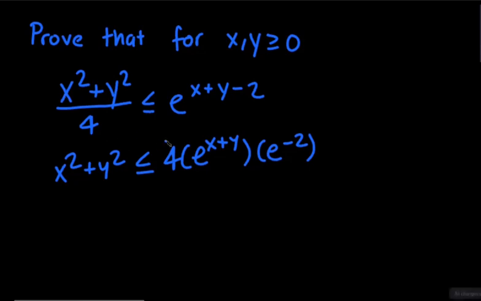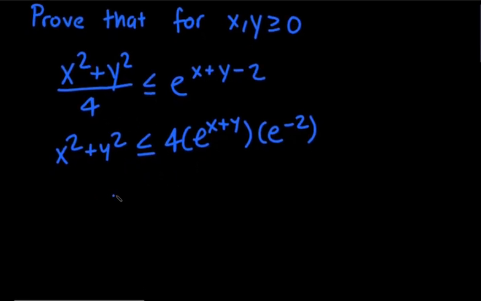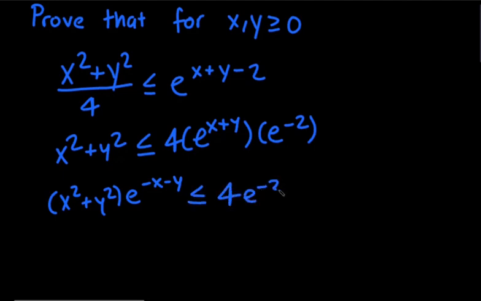And if this inequality is true, then obviously this inequality is true, and we can just bring this in terms of x and y here, so we have a nice little constant left on the side. So then we'd have x squared plus y squared multiplied by e to the minus x minus y to be less than or equal to 4 e to the power minus 2. So now that we have this, what can we do? We can just find the maximum of this function, right? Because if the maximum is less than or equal to this amount, then we're pretty much done.